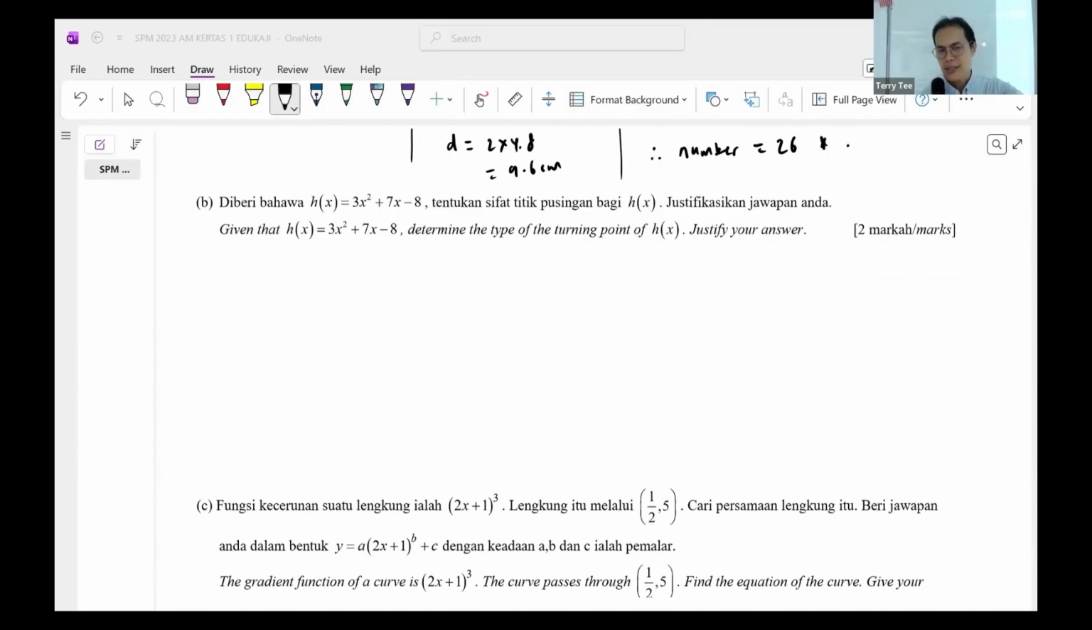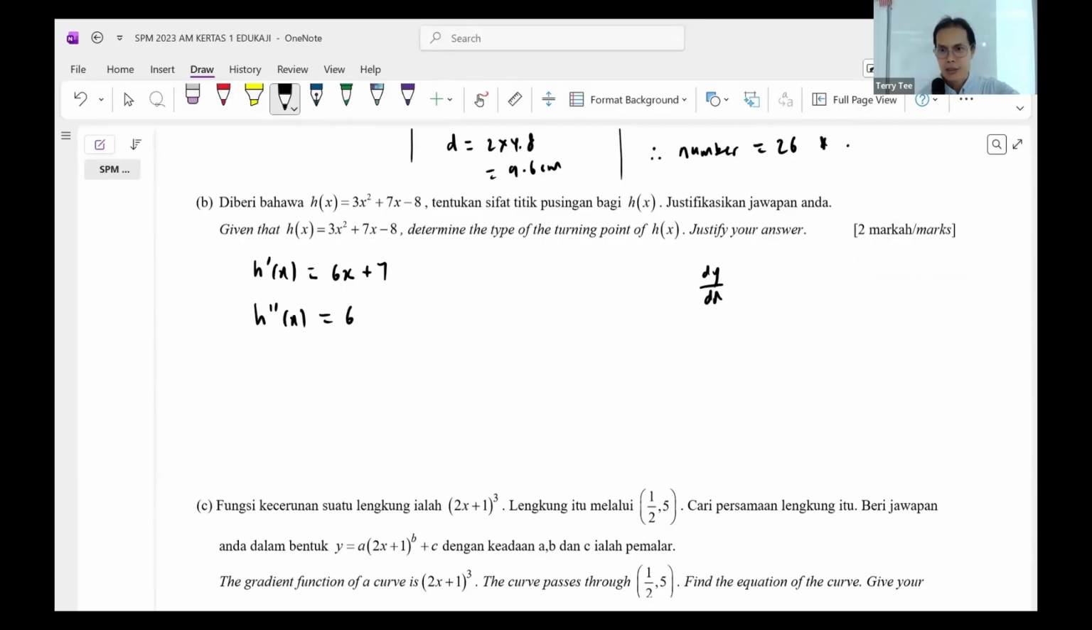Okay, here since they give us h(x), I'm going to write h prime x. You can write dy/dx, but it's easier to just write prime. Prime means differentiate once. The first time you differentiate, you get 6x plus 7. The second time you differentiate, you get what? 6. Okay, remember, when you differentiate the first time, or dy/dx, you let it be 0.